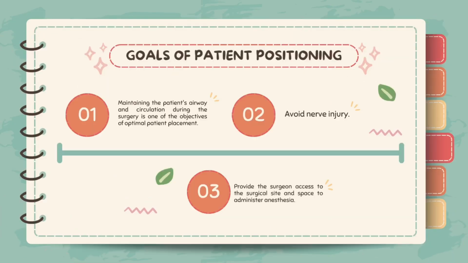Goals of patient positioning. First, maintaining the patient's airway and circulation during surgery is one of the objectives of optimal patient placement. Second, avoid nerve injury. Lastly, provide the surgeon access to the surgical site and space to administer anesthesia.